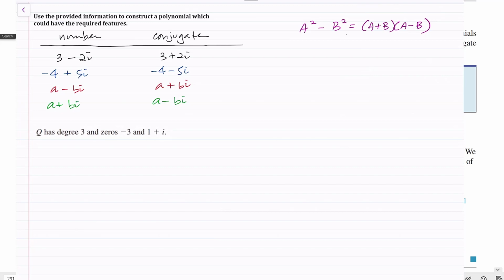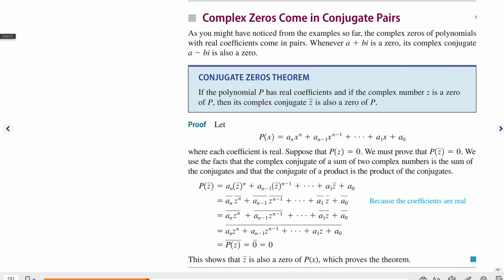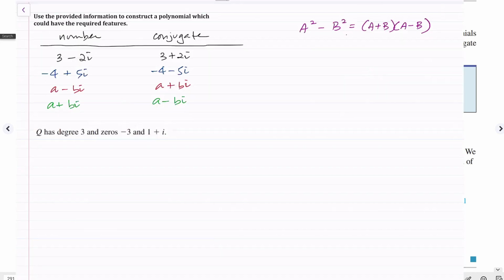Now, we had mentioned previously this idea that when you have complex roots and you have real coefficients, we know that the complex roots are always going to come in even numbers. So there's going to be 2 or 4 or 6 or whatever, however many the polynomial has. And that's because they're conjugate pairs, right? So when they give you a question like this next one here, they're basically asking you to use the provided information to construct a polynomial which could have the required features.